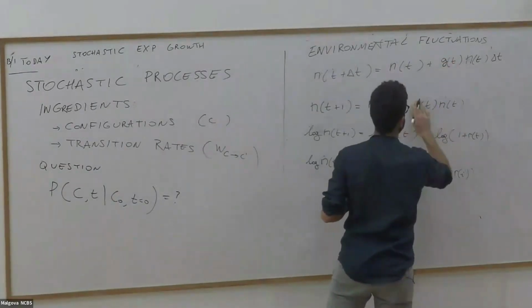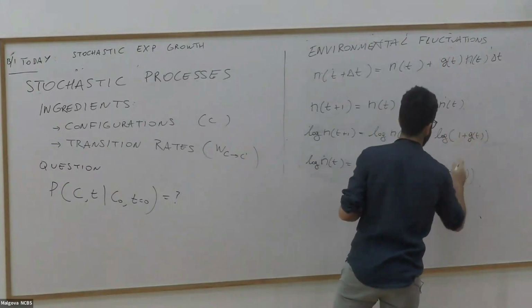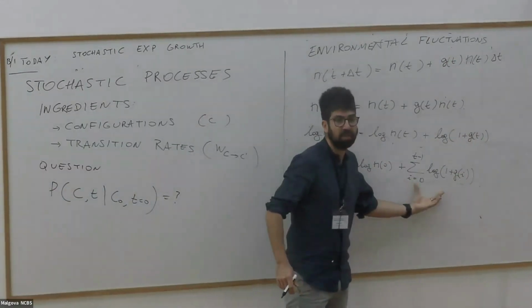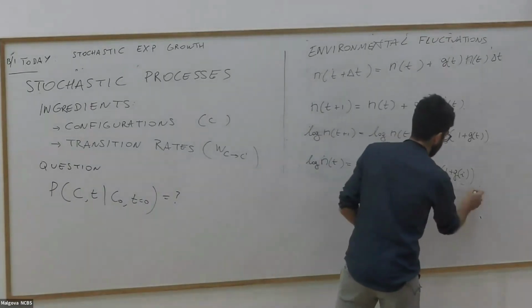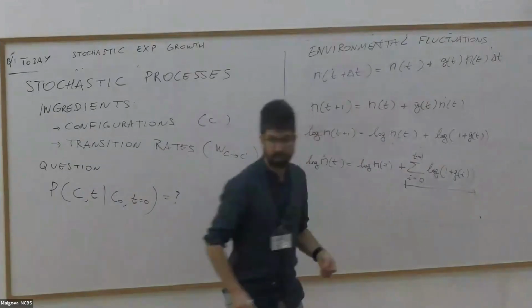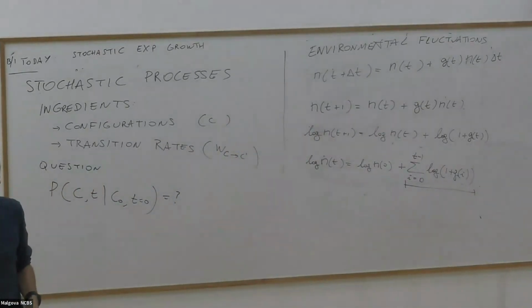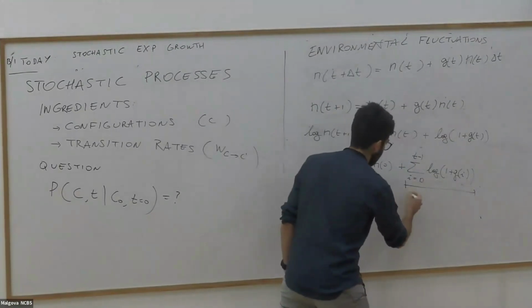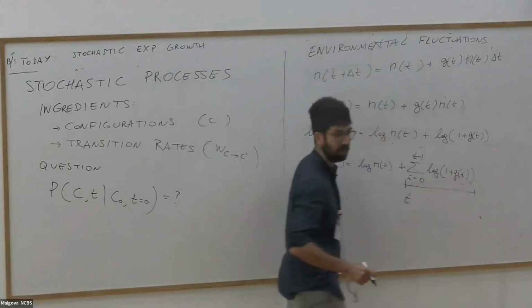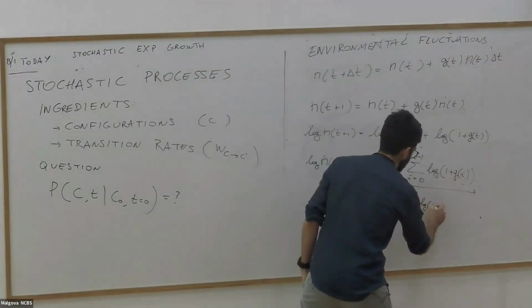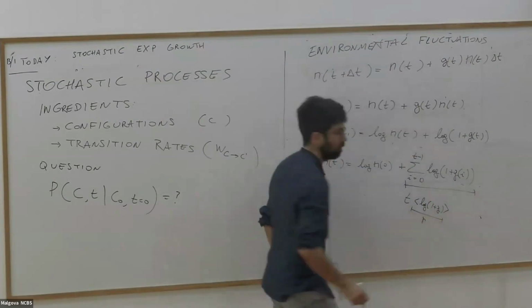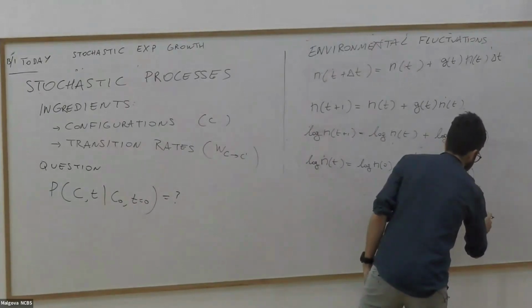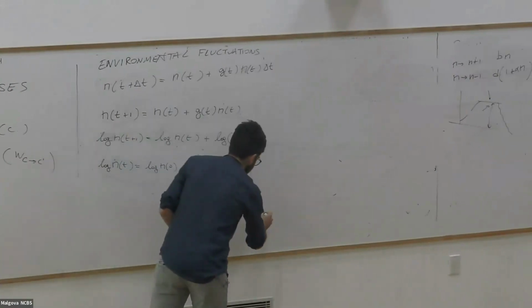Can I change notation? Sorry, let's call this G for one pedagogical reason. Same thing, but different notation. So what you have here is a sum of some random variables, and so this quantity will have a mean equal to t times the mean of this variable, the mean of log(1 plus g), which I call r, plus square root of t times the variance of this term, times a random variable eta.